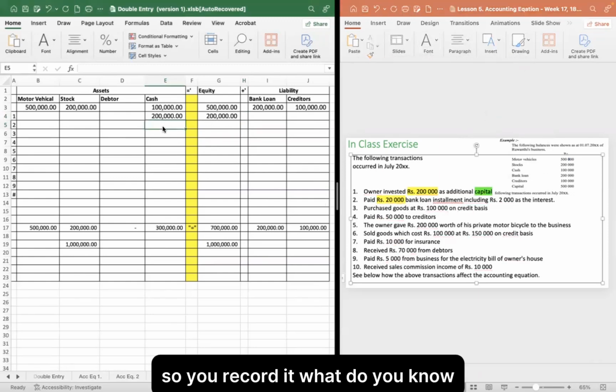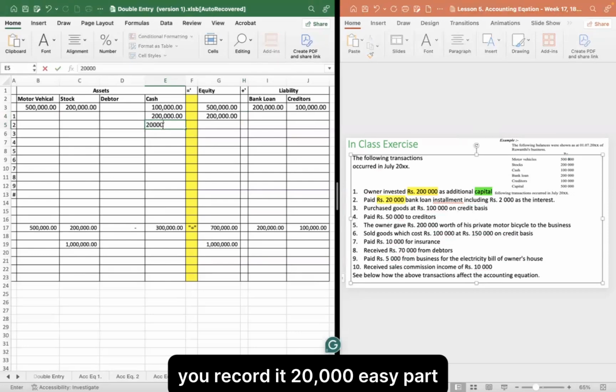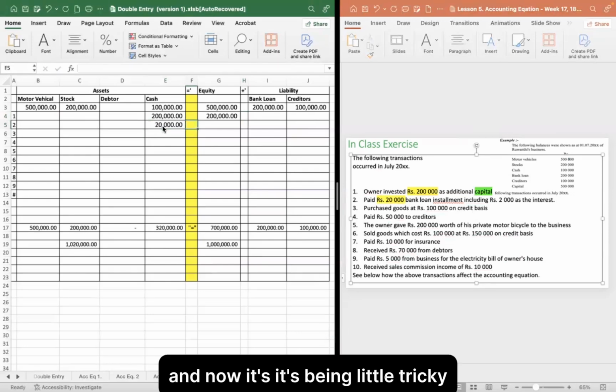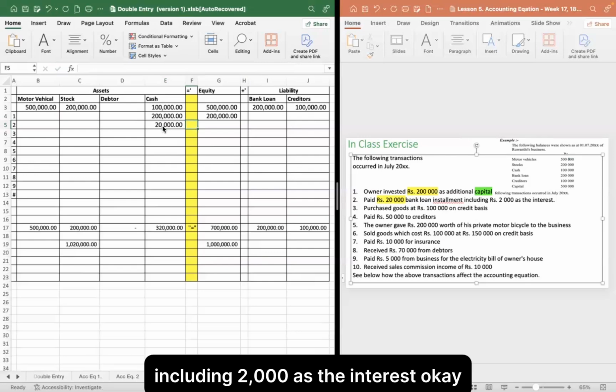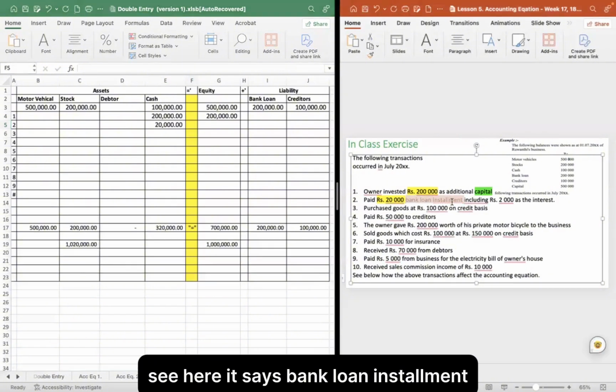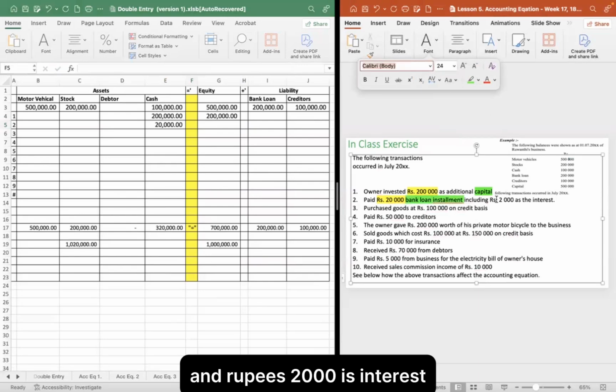So you record it. What do you know? You record it, 20,000. Easy part. And now it's being a little tricky. It is saying you have paid a bank loan installment, including 2,000 as the interest. See here it says bank loan installment and rupees 2,000 is interest.